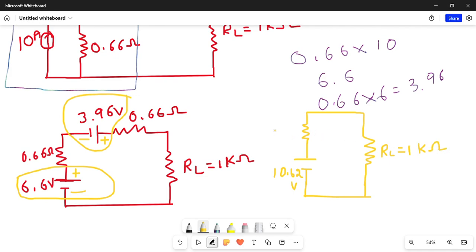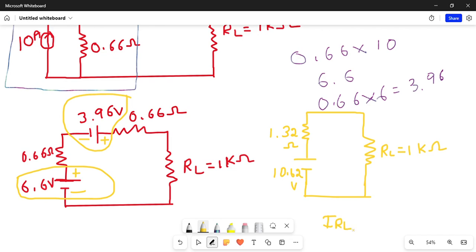So this is how much? This is 1.32 ohm. Now if I simplify this, how do I simplify it? I can simplify this by making use of the current divider rule. The current through RL, that is I RL, the current through the resistance RL.